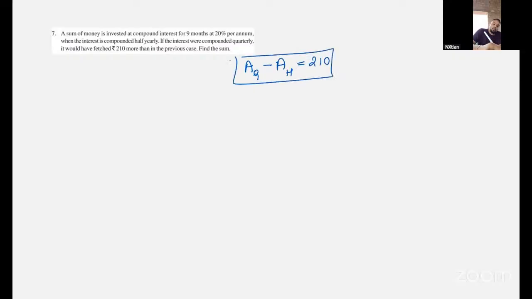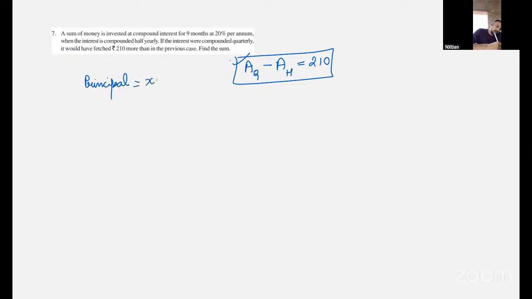When we are reducing the compounding period, like compounded annually, compounded half yearly, compounded quarterly, we will get more money. So we got one equation: compounded quarterly minus compounded half yearly is 210. Did you understand, guys? Say yes or no. Now we don't know the principal, so we'll take the principal as X.